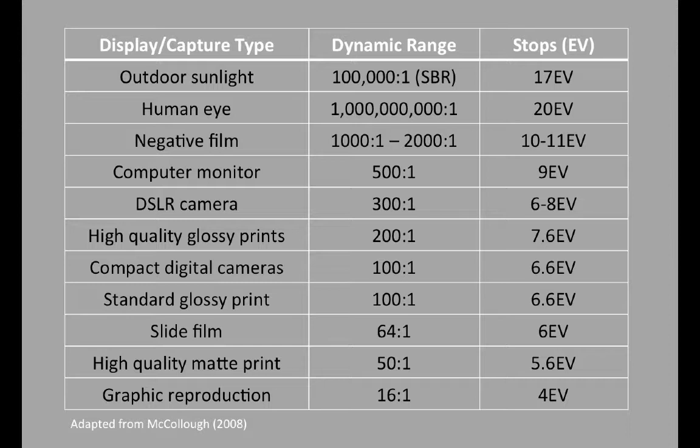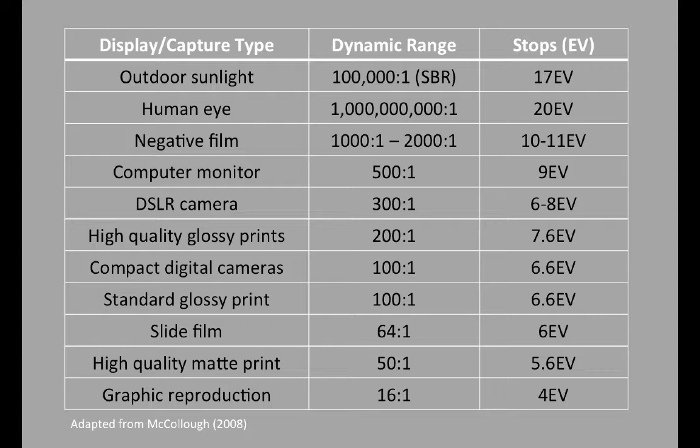One way you can do that is slightly squinting your eyes, and that gives you a similar dynamic range as what your camera can record. Negative film has a dynamic range between 1000 to 2000 to 1. Computer monitors are around 500 to 1, which is 9 EV, 9 stops. A typical digital SLR camera is 300 to 1, which is a 6 to 8 stop range.